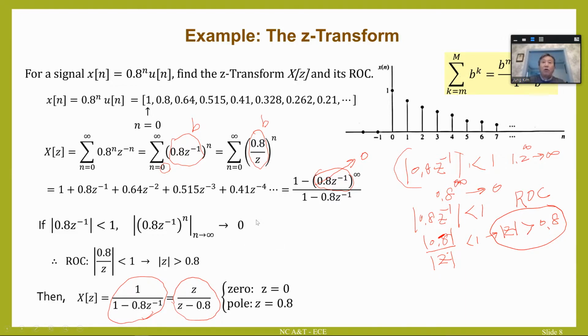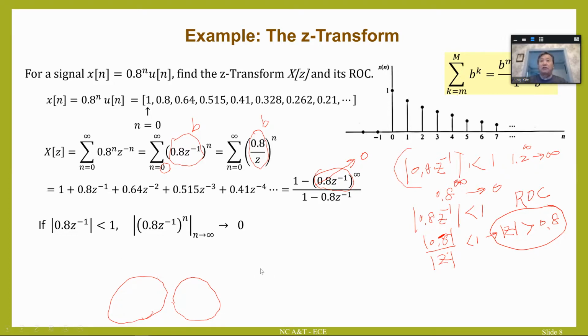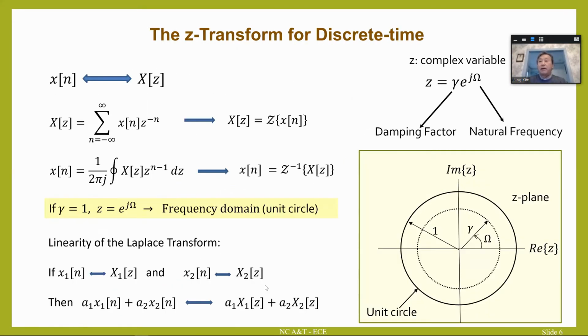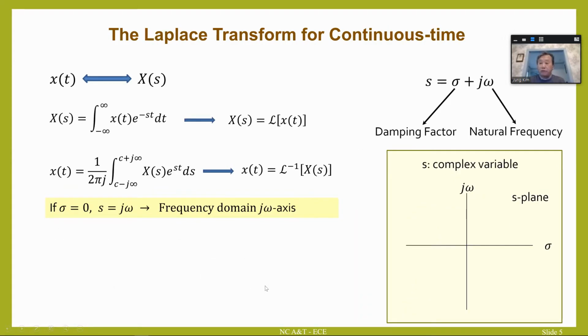Your only concern is the region of convergence. As you know from the Laplace transform, for a right-sided sequence, the region of convergence is from the rightmost pole to the right side. You remember that, right? For example, in the case of the Laplace transform, suppose you have many poles.